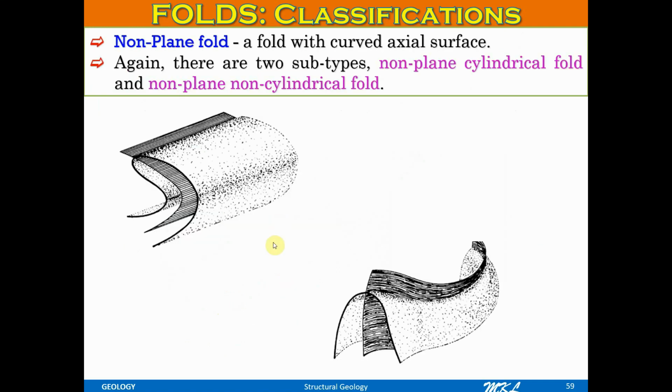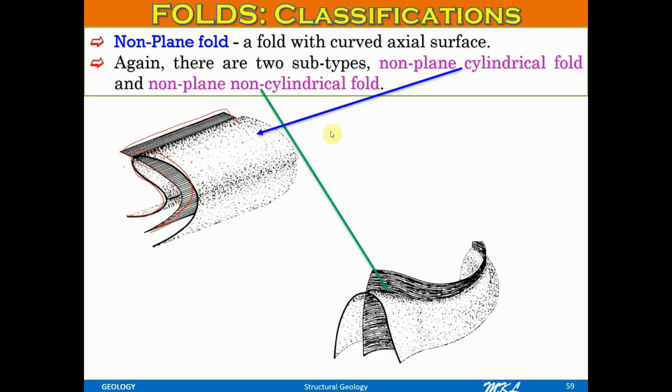For the non-plane fold, when the axial plane is curved, if you have this kind of folded structure and this axial plane is curved, that's called the non-plane fold. See the curvature you can see here. It's very simple. And again it can be classified into two types. One is a non-plane cylindrical fold, another one is non-plane non-cylindrical fold.